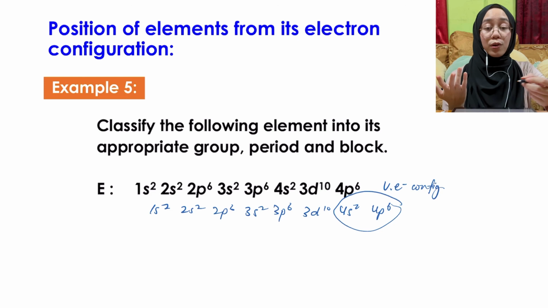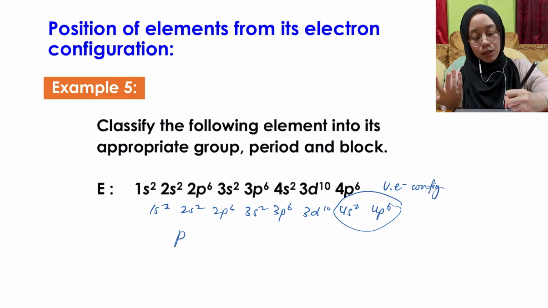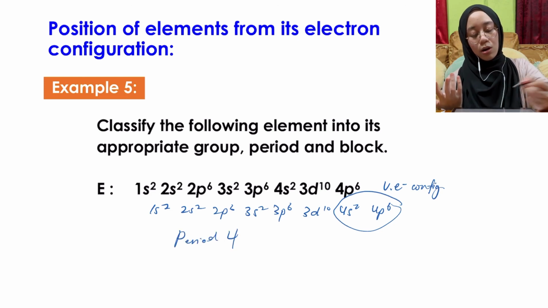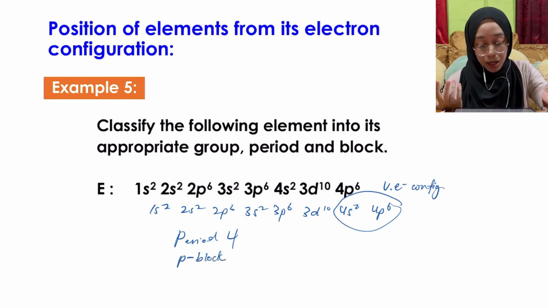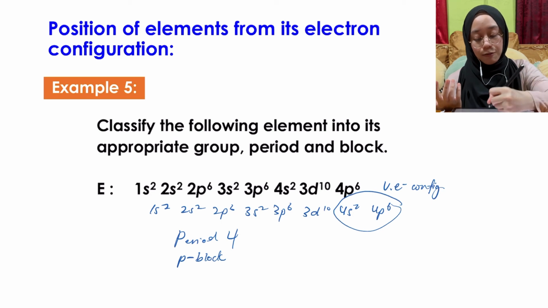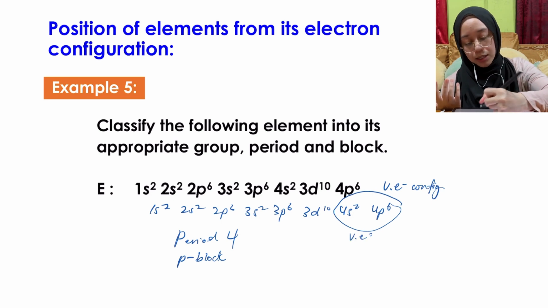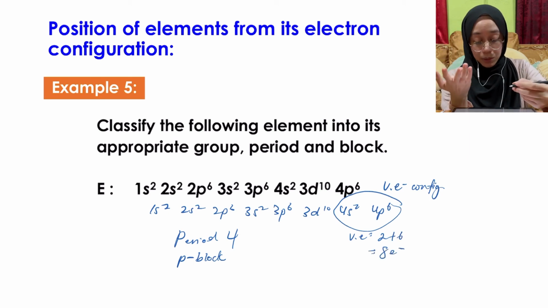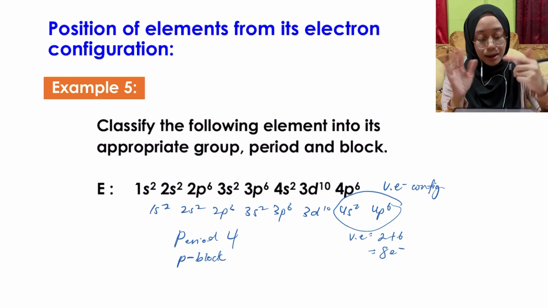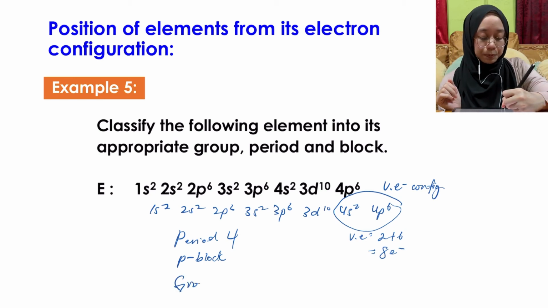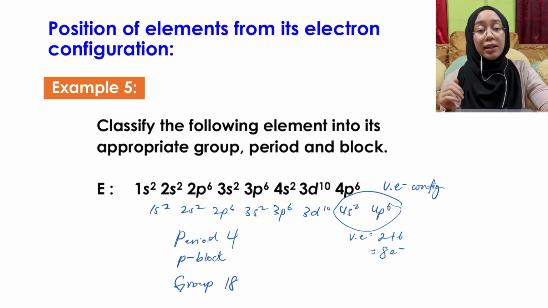Okay, and then now you can identify the period. So dia dalam period 4, and then dia dalam P block, because the last one yang kita isi adalah dalam 4p, and then the number of valence electron dekat sini adalah bersamaan dengan 2 plus 6 ada 8 electron. So since dalam p orbital, so you have to add 10. So dia dalam group 18. Okay, so settle dah.